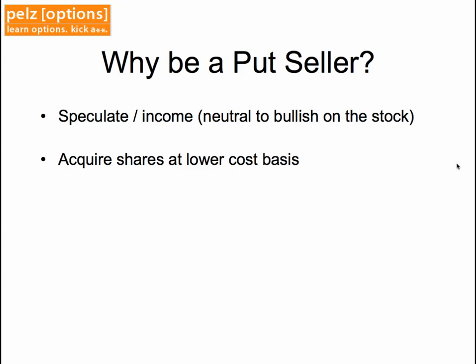Alternatively, maybe you want to acquire a stock at a lower cost basis. Say, for example, you're interested in a stock at $20 a share, but you don't want to buy the stock right now. So you could possibly sell puts against it and get that stock cheaper, as long as the stock doesn't drop past the amount of the premium. So that's actually a good strategy.